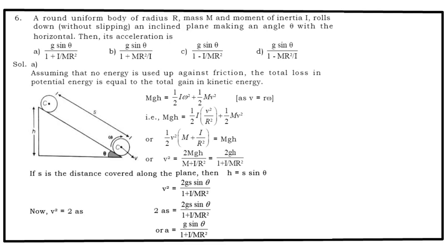You know that sine theta is equal to opposite upon hypotenuse. So h by s is equal to sine theta. So h is equal to s sine theta. I substitute that in the equation. I get a is equal to g sine theta upon 1 plus I by mr square. This is the expression which we had actually derived in the theory.